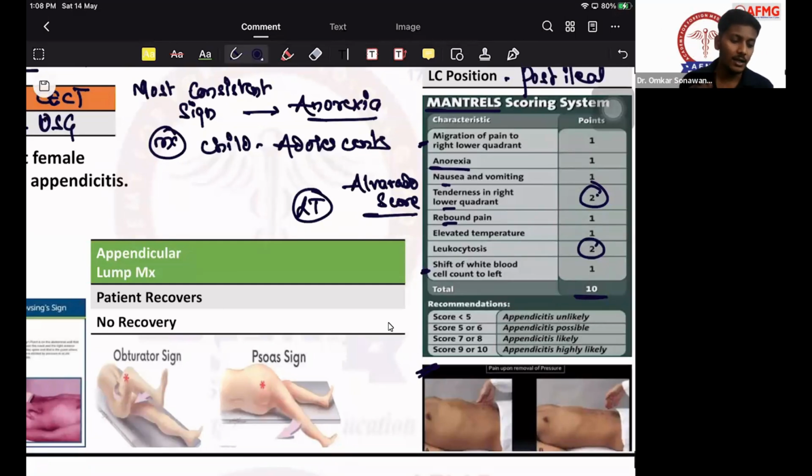Neutrophils. Please remember, neutrophils would usually be elevated in cases of acute infections, and that is what is meant by the shift of WBCs towards the left. That means there would be a predominant neutrophilia in the patient.